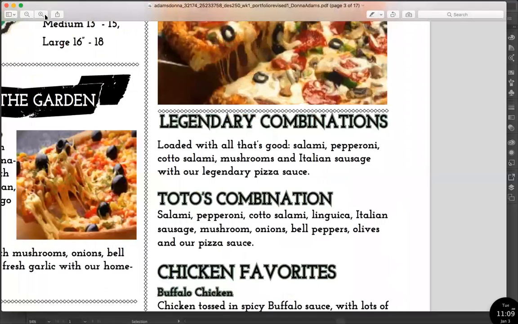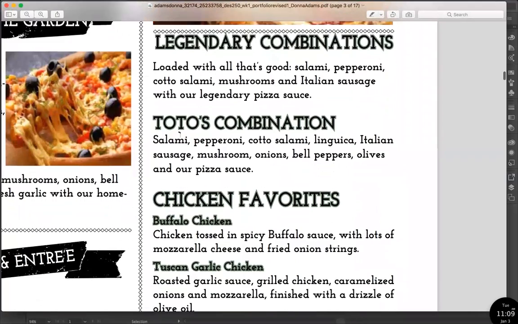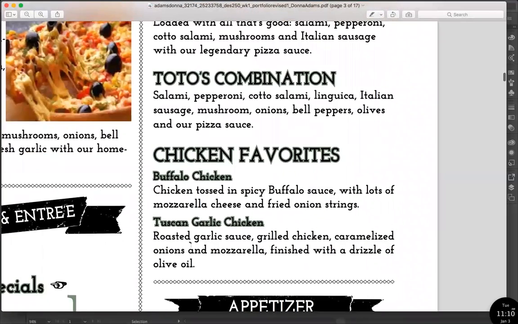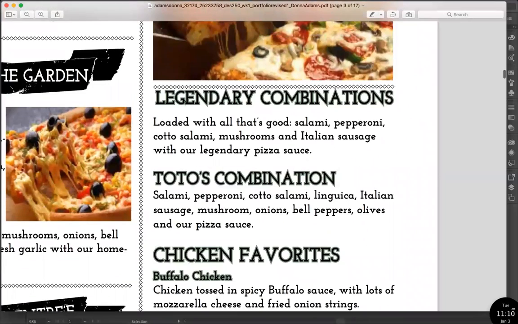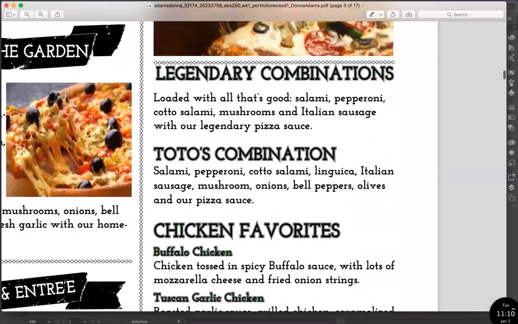If you look, there's quite a bit more space here between that legendary combinations and loaded than there is between Toto's and salami, or going down from there. So just make sure to close that up, make it the same as the other. And it looks like you might have an extra space at the beginning of legendary. You see how that's not quite aligned with the text below it? But if you move down to these, they are. So I just double check, make sure that there's not extra space there, or whatever needs to happen, get it so it's left aligned right there.